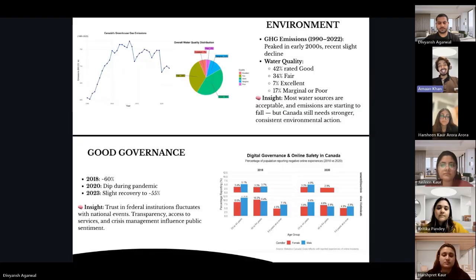So what does it tell us? It tells us that if Canada wants to strengthen this pillar of quality of life, it must continue improving transparency and communication, ensure public services are accessible, and build stronger, more resilient mechanisms to manage future crises.